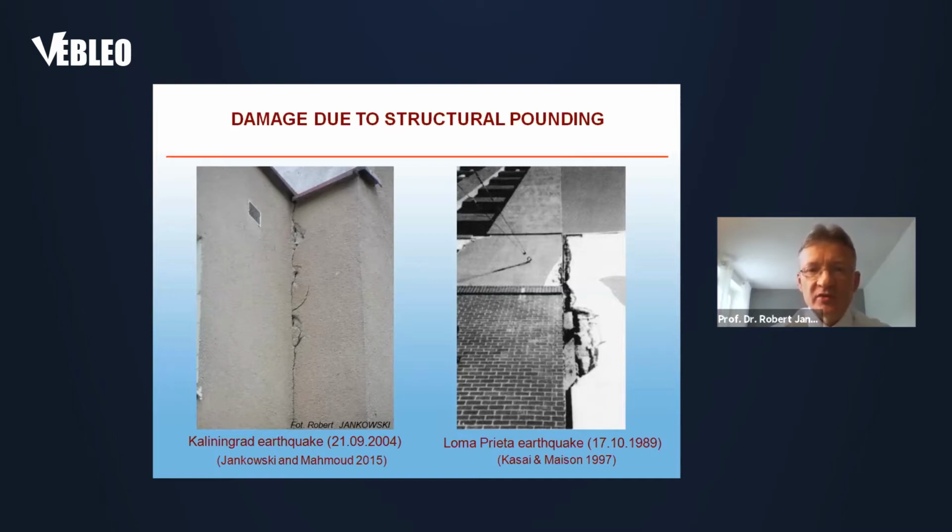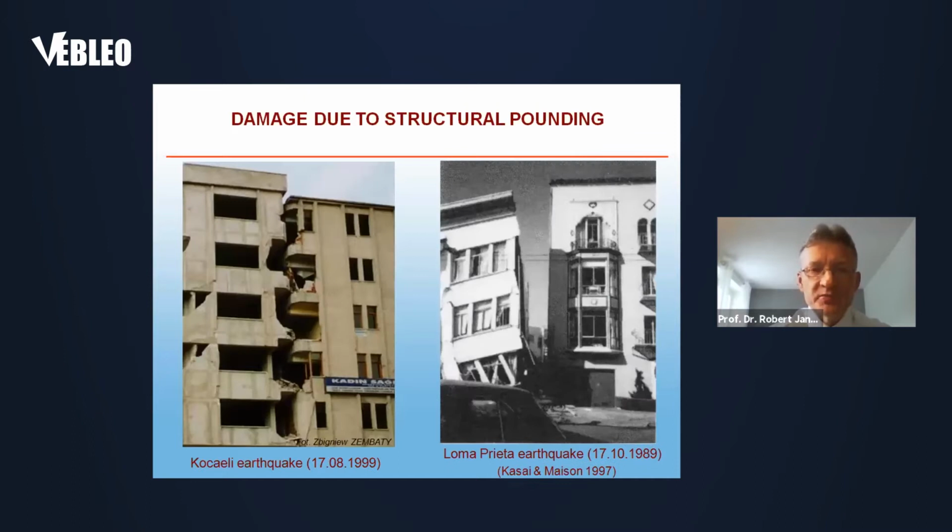Different types of damage were observed as a result of structural pounding, starting with some local damage at the points of contact, as can be seen on this transparency. Also, some more severe damage can be observed at the locations where contact takes place. And in some cases, we can also have a total collapse of colliding buildings, as can be observed on this transparency. A similar situation might also concern bridges.